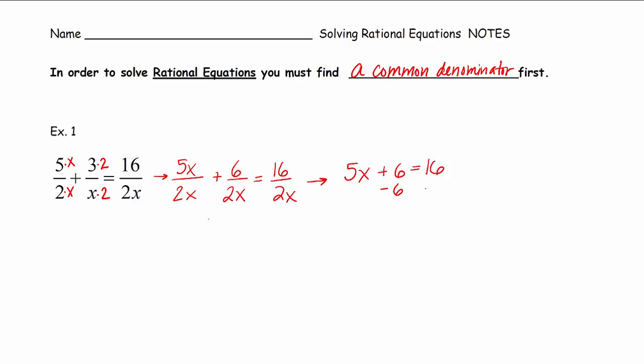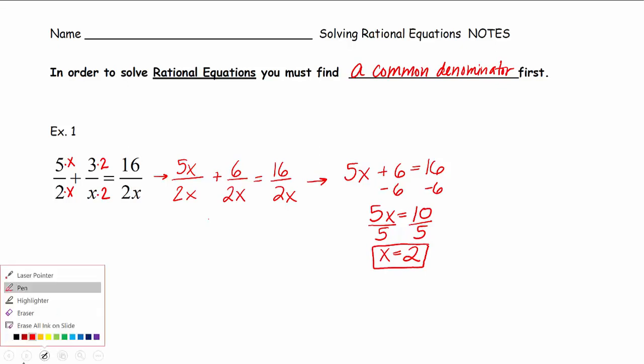We'll subtract 6 on both sides. And that becomes 5x equals 10. Solve for x by dividing by 5. And we get x equals 2. Now, the one thing that we do need to check for would be extraneous solutions. So does 2 make the denominator 0 in any place here? No, that's not the case. So we get 2 as the solution. Let's try another problem.